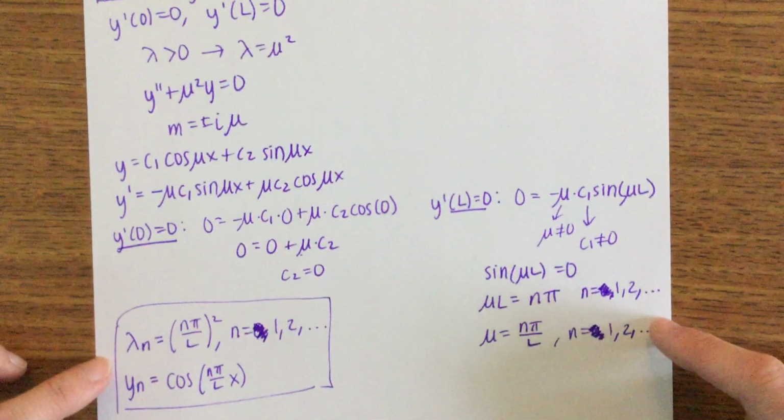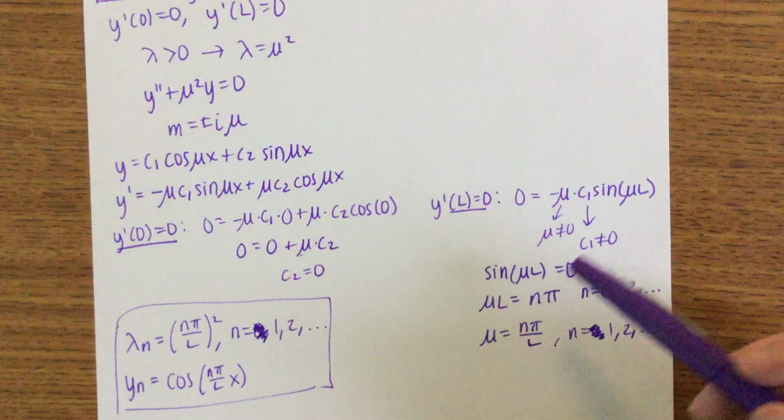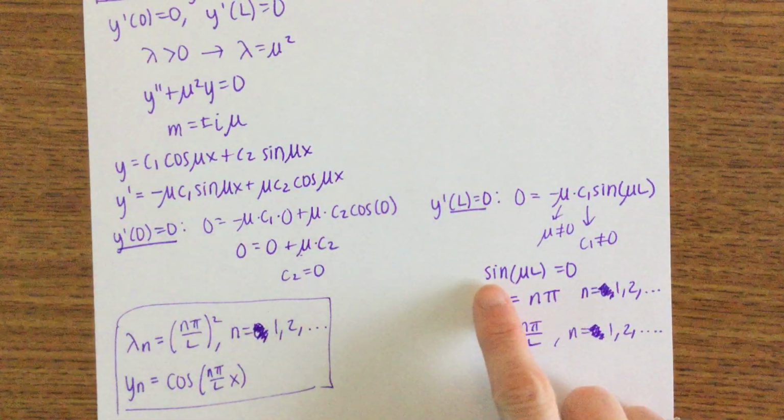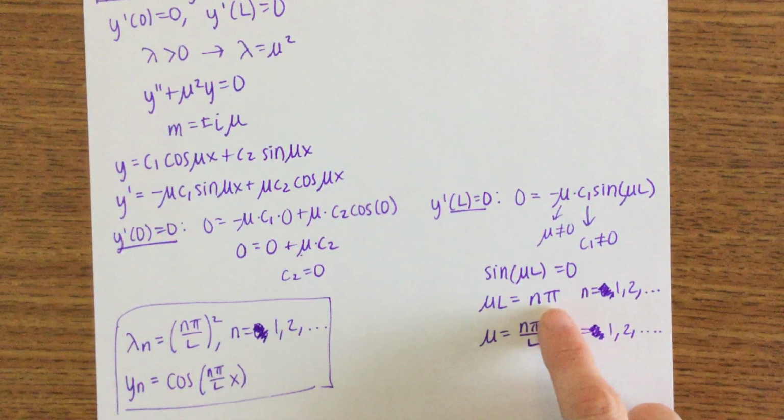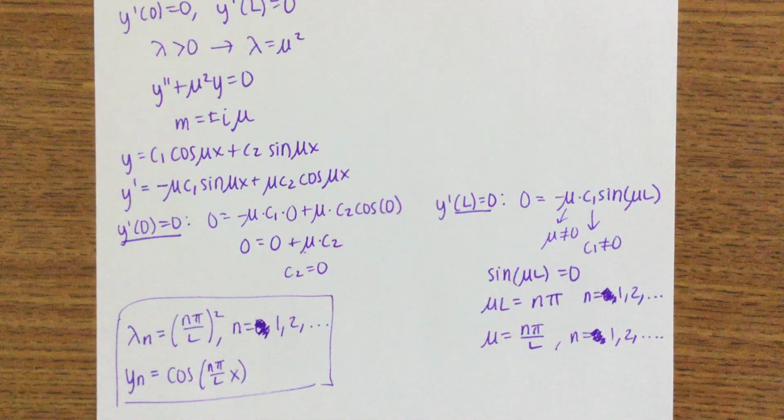Helen. Where does the n pi come from right below the sine of mu L? Because mu L equals n pi. The only place that sine is equal to 0 is at multiples of pi. Anything else?